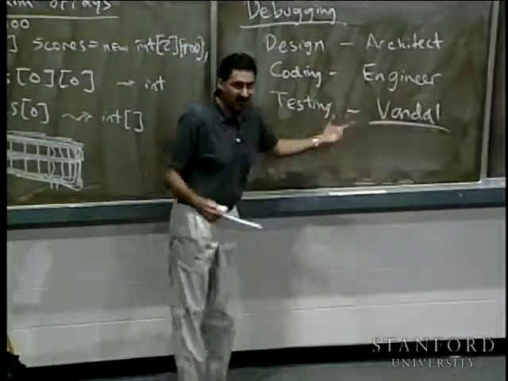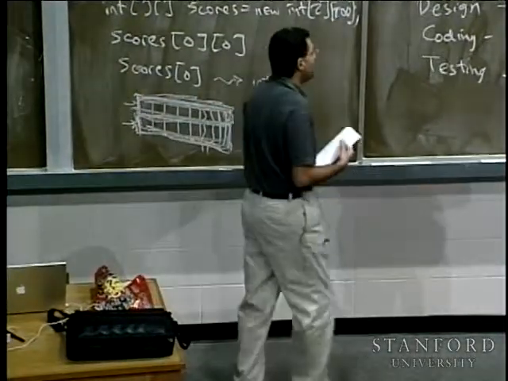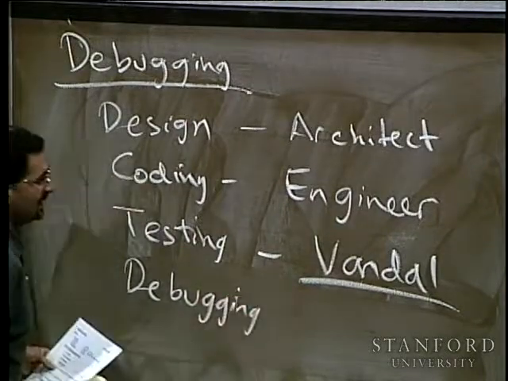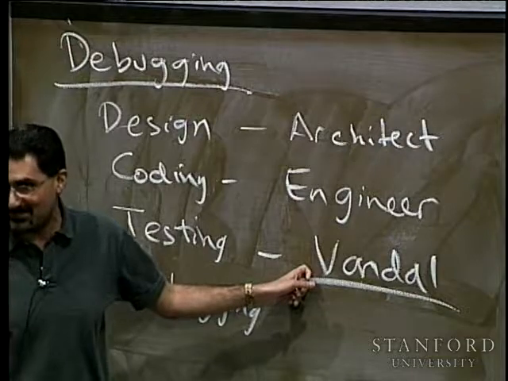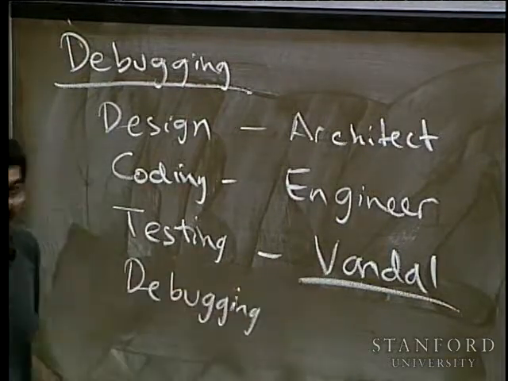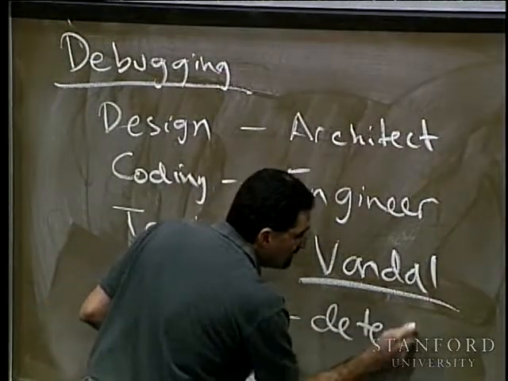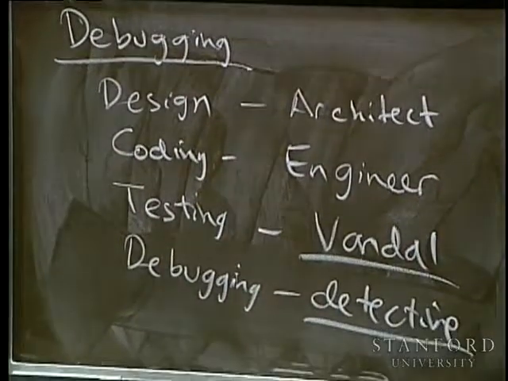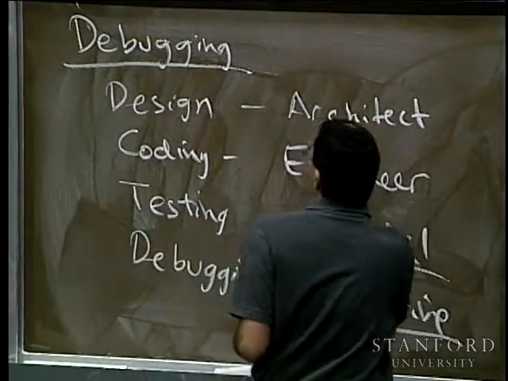And then after the vandal comes along and smashes everything up, you have this job that's left to you, which is debugging. When you're debugging, you could think, well, I'm the police officer and I go and track down the vandal and make them stop. In fact, no. You want the vandal to keep vandalizing. You're the vandal. You've got to keep trying to break your software. But at the same time, you're a detective trying to find out where the breaks are happening and how to fix them.